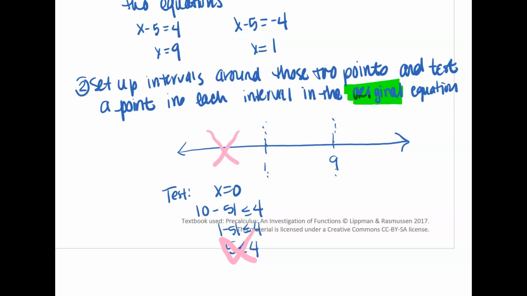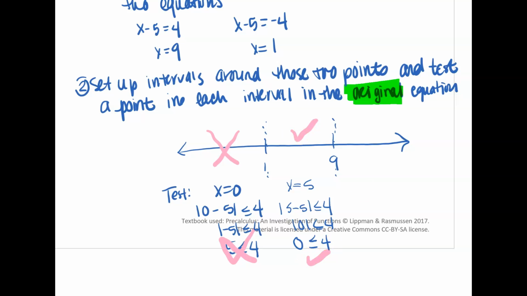Then I'm going to test in the next section between 1 and 9. Let's pick x to be 5. So 5 minus 5 is less than or equal to 4. 5 minus 5 is 0. Absolute value of 0 is 0. Is 0 less than or equal to 4? Yes. That works. So we want this interval.